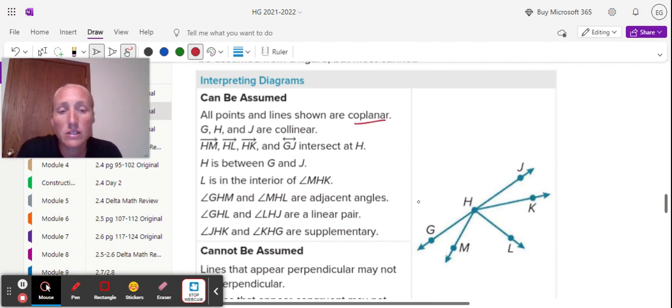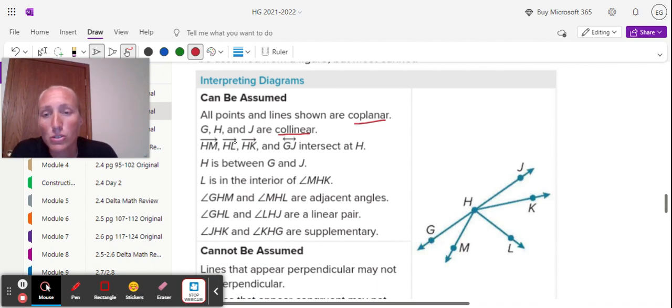In this drawing specifically, G, H, and J are collinear. So you can assume collinear as long as they appear to be collinear. For instance, you're not going to assume that G, H, and K are collinear because they do not look to be that way. But if I draw a point like G, H, and J are here to where they appear to be on the same line, you absolutely can assume they are on the same line.